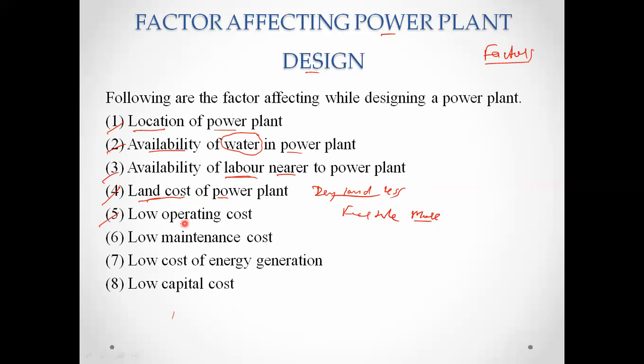Then whatever the operating cost is, it should be low. Whatever the maintenance cost is, it should also be low. Then there should be a low cost of energy generation. So whatever the energy generation is, it should have a low cost. Then we should have a low capital cost. So all these are the factors which will affect the power plant design.